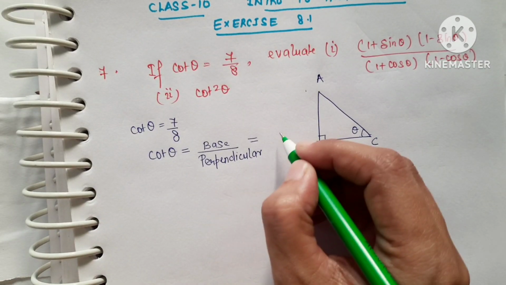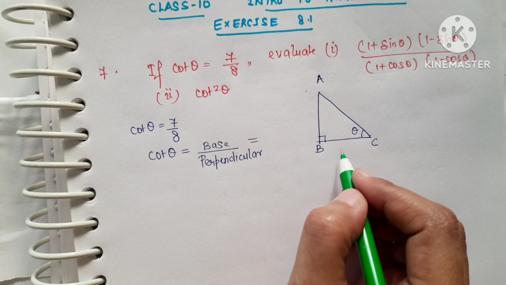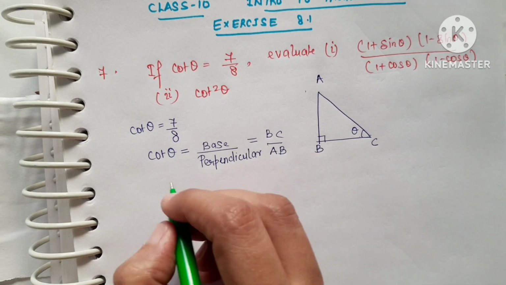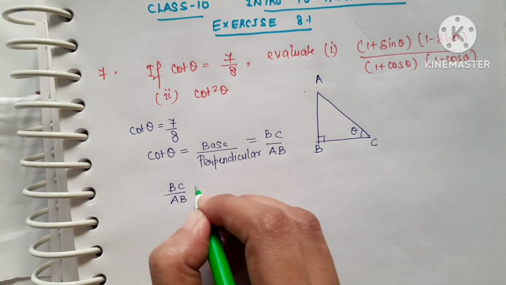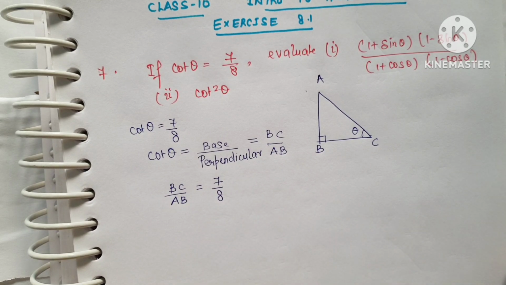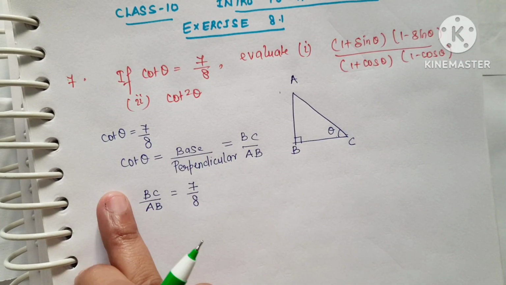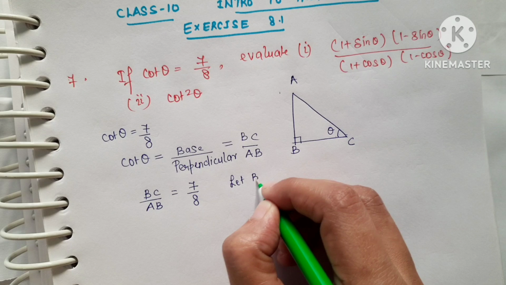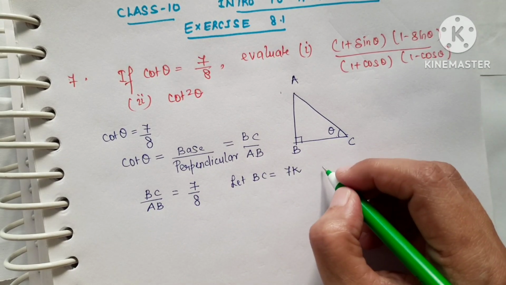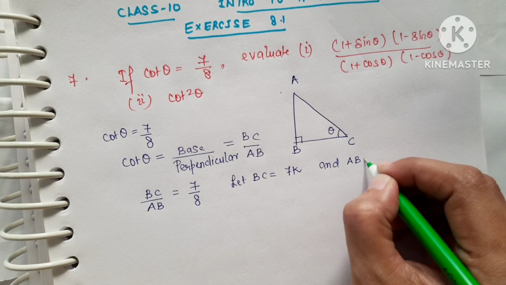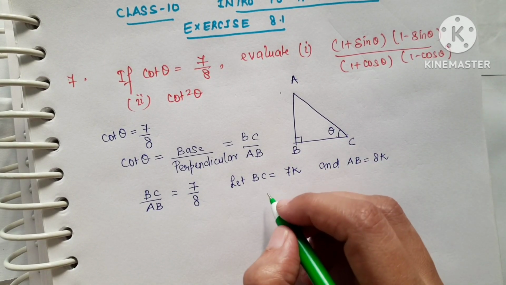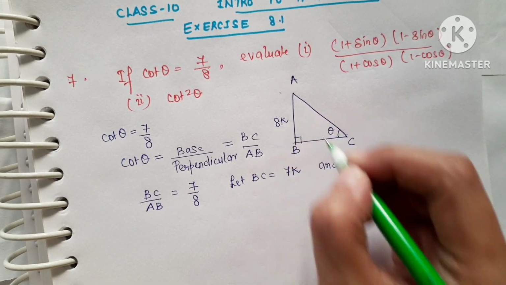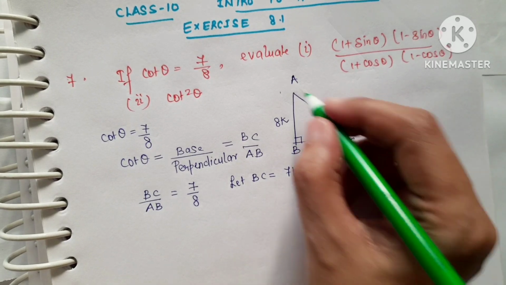Now I can write that the base is BC, and the perpendicular, the opposite side, is AB. So can I write BC upon AB is equal to 7 upon 8? Yes, I can do that. Since BC and AB are given in the form of a ratio, can I assume that BC is equal to 7K and AB is equal to 8K? Now can I find out AC, where AB is 8K and BC is 7K?